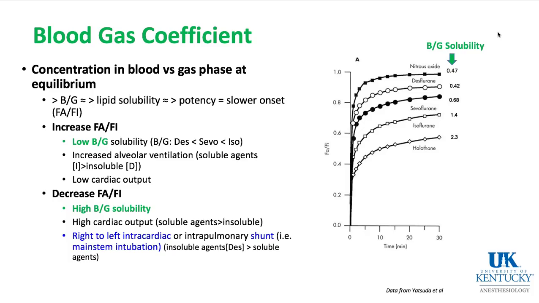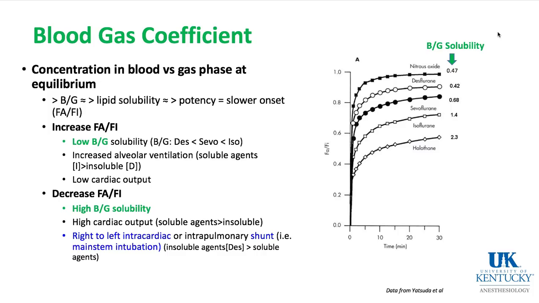Blood gas solubility is proportional to lipid solubility, which is proportional to potency, and the more soluble it is, the slower the onset of the anesthetic state. So if we want to increase the onset of our anesthetic state or increase the rise of alveolar over inspired concentration, we can choose a low blood gas solubility agent. Desflurane would be faster than Sevo than iso.